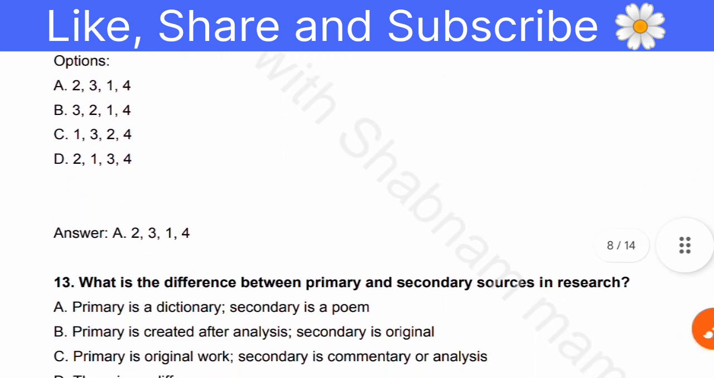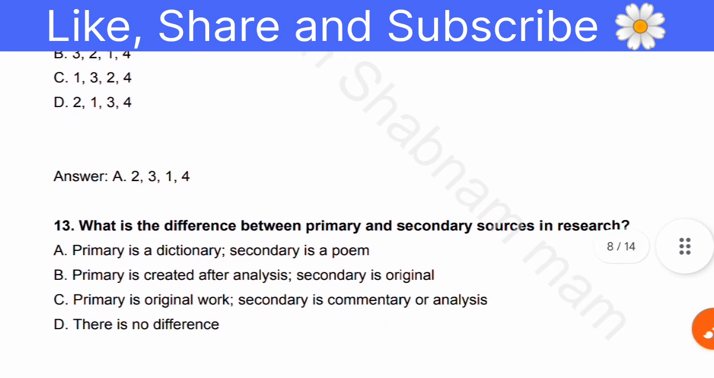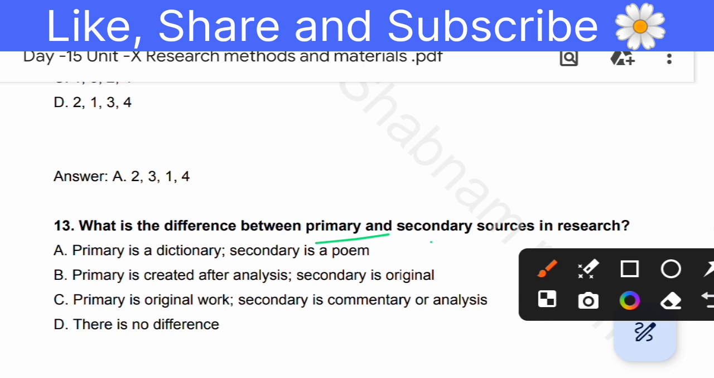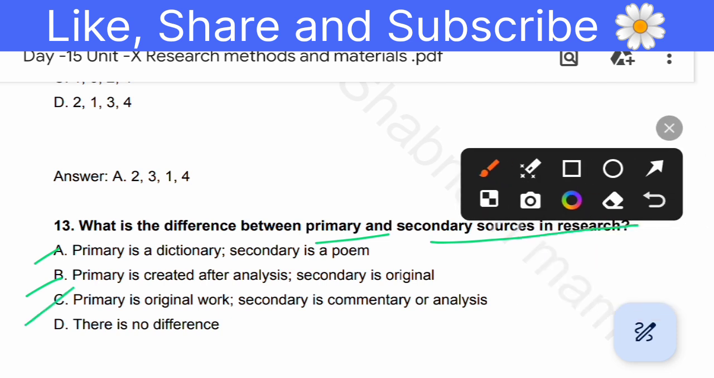Next question, everyone. What is the difference between primary and secondary sources in research? Option A, primary is a dictionary, secondary is a poem. Option B, primary is created after analysis, secondary is original. Option C, primary is original work while secondary is commentary or analysis. And option D, there is no difference. What could be the correct answer?